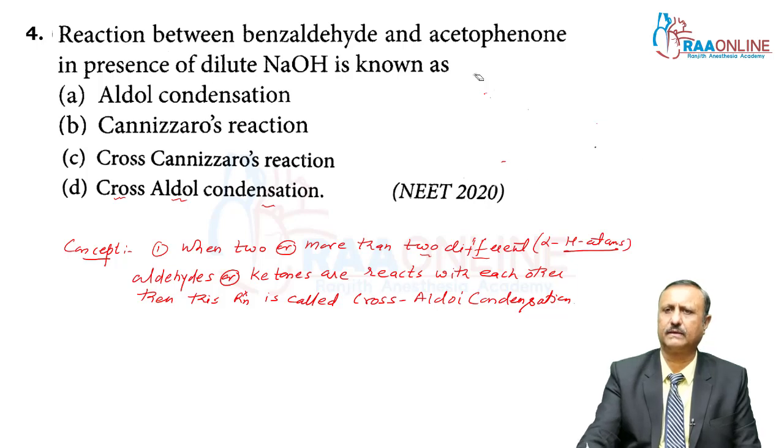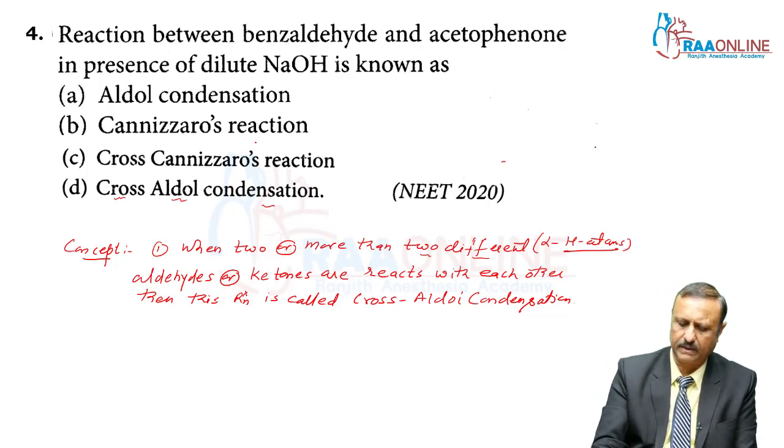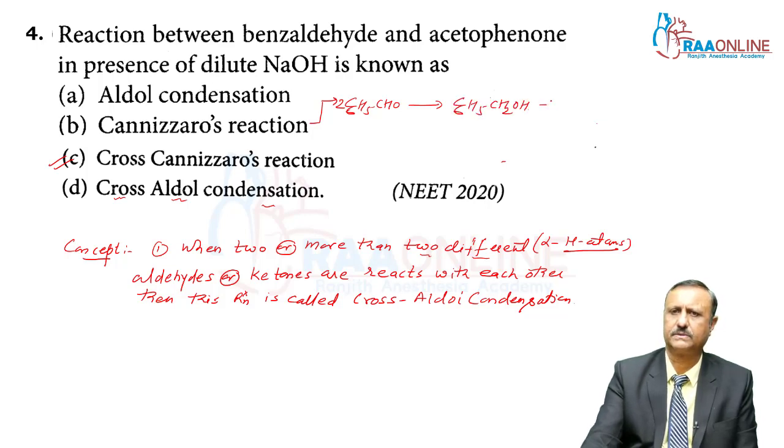Now we can see here, my dear students, one molecule of alcohol is formed and another molecule of aldehyde is formed, but it's a cross Cannizzaro. For example, with benzaldehyde C6H5CHO, when you take 2 moles of benzaldehyde, you can get C6H5CH2OH and C6H5COONa. Then, my dear students, it's a Cannizzaro reaction.